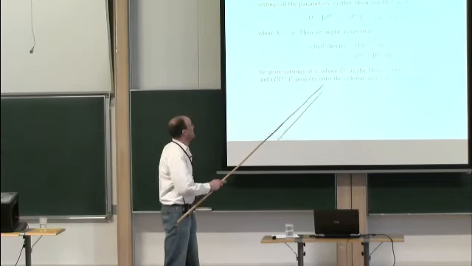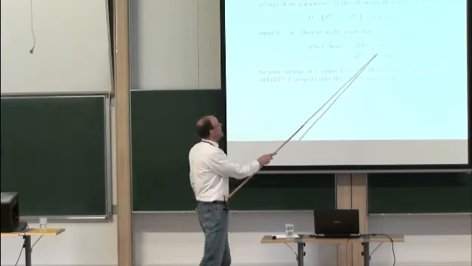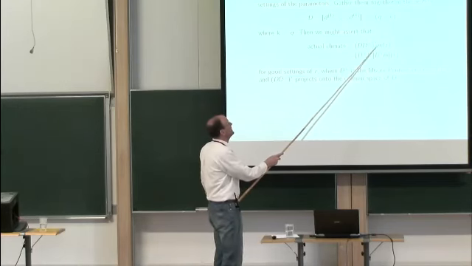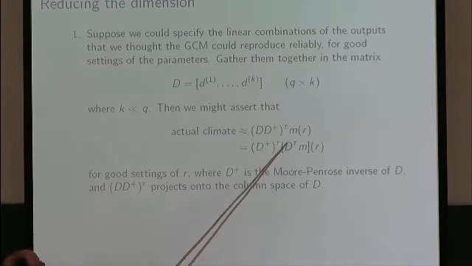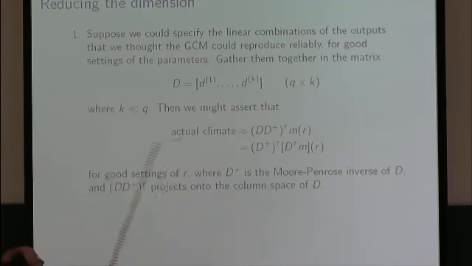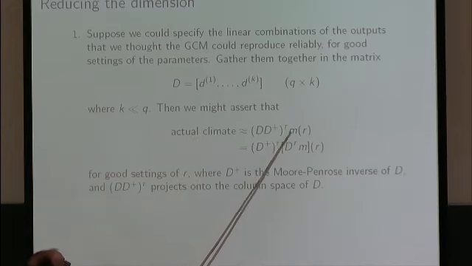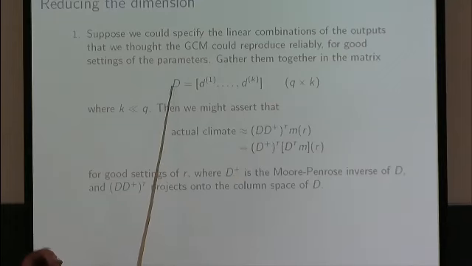And this is just a little piece of mathematics here. What we do is we project the mean function from HadCM3 onto the column space of D. Okay? And this is a projection operator here. It's actually D plus, where D plus is the Moore-Penrose inverse, and then it's the transpose. That's just a little piece of mathematical magic. It's how you project onto column spaces. And the interesting thing about this expression is we're saying that actual climate, for good choices of the parameters, is the mean function of HadCM3 projected onto the column space of this set of linear combinations.